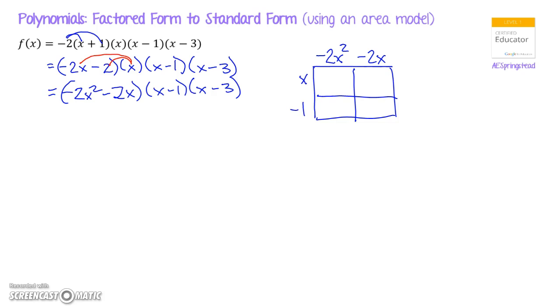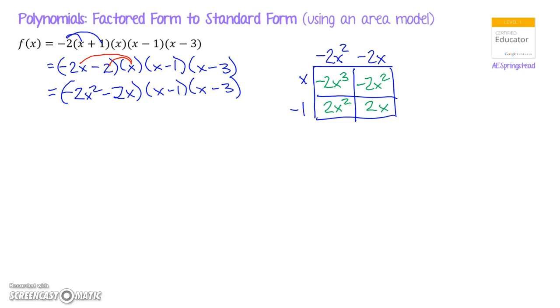Filling in the area model, this first box, I get -2x cubed, because -2x squared times x is -2x cubed. The next box, we're going to take x times the -2x, and that will be -2x squared. Down below, -1 times -2x is going to be +2x squared. And in the last box, -2x times -1 is +2x.